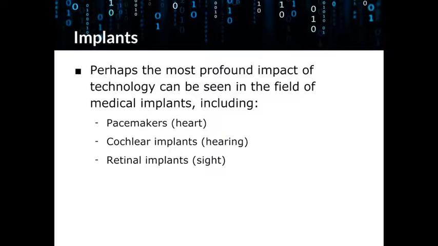Cochlear implants, these are used to help you hear. And there are retinal implants which, when you have damage to your retina, can actually sort of bypass that and provide sight. So some incredible advances, and we're going to look now at a cochlear implant and how that works.